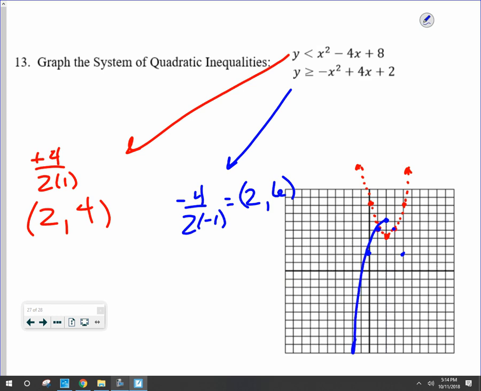Now, some of you are going to look at this and say, well, it's going to have to be shaded in between. It's actually not. It's actually shaded on the outside of both of these. So it's shaded above the blue line and below the red. And so therefore you basically are shading outside on both of them. If you pick any point out here, it should work in both equations.